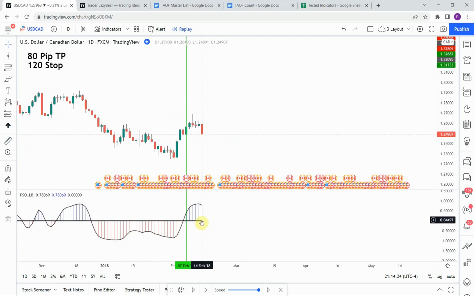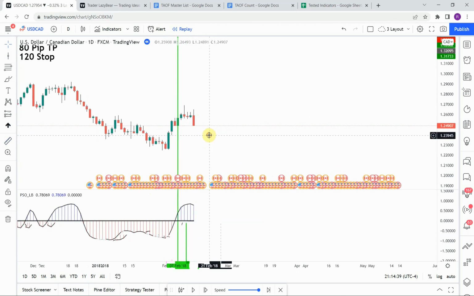All right, so the first trade that we pick up is a long. You can see that we get that nice cross above the zero line right there. And then we get a really nice push to the upside. Really long wick on this candle right here, pushed up really nicely, got us to our take profit. Let's go ahead and continue on.